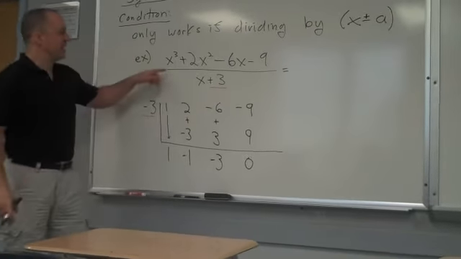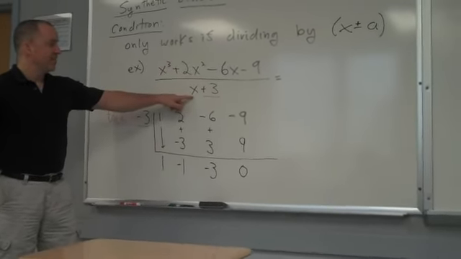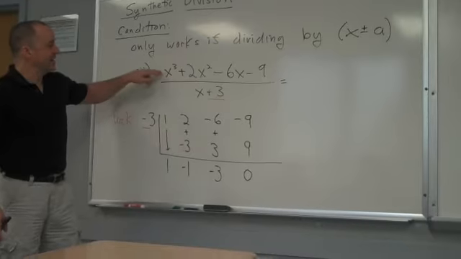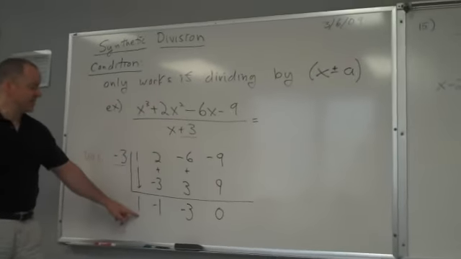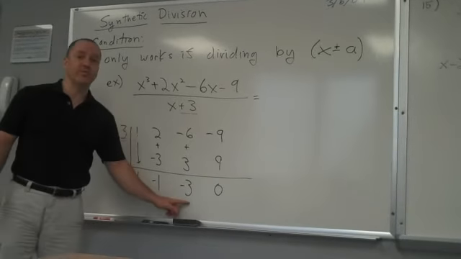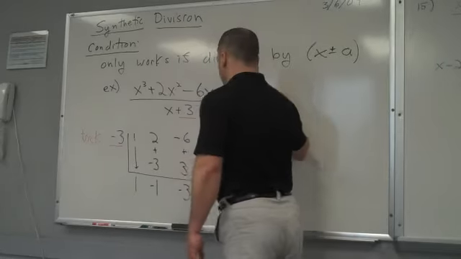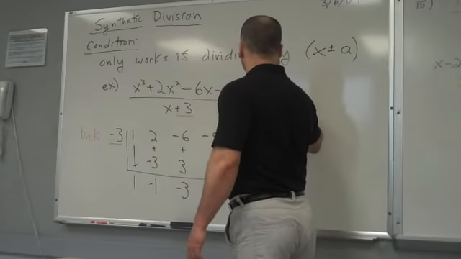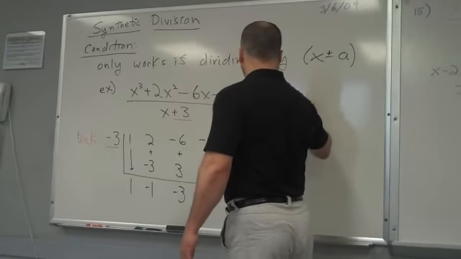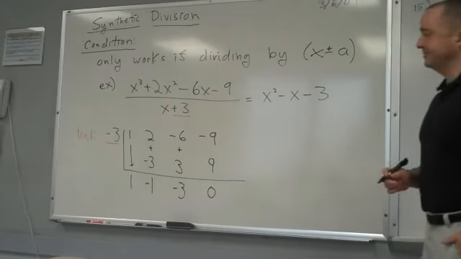Because we divided an x cubed by an x, this is going to be the coefficient on the x squared, this will be the coefficient on the x, and this will be the constant term. It's a lot easier. So my answer is going to be 1x squared minus 1x minus 3, and there's no remainder.